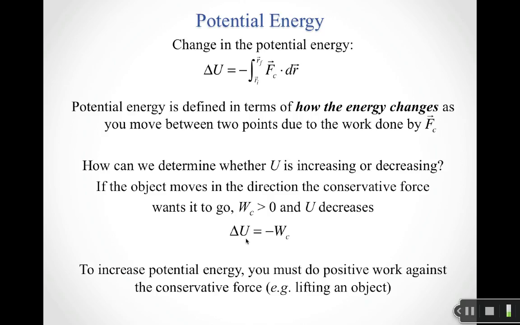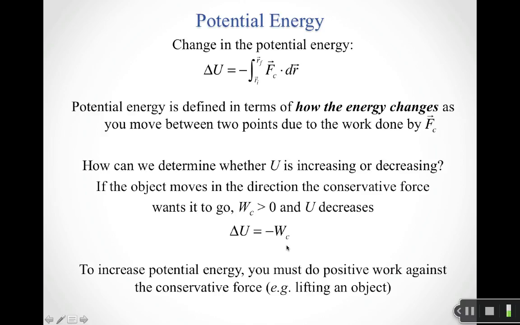So to increase the potential energy, you have to do positive work against the conservative force. Part of what this means is that when you do positive work, that forces the conservative force to do negative work. So, when you lift an object, right? We said gravity is a conservative force. So when I lift something up, I do positive work to lift that object up. Gravity does negative work because the force points down and the displacement points up.